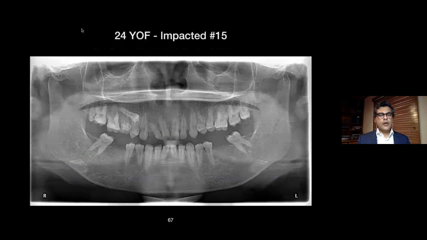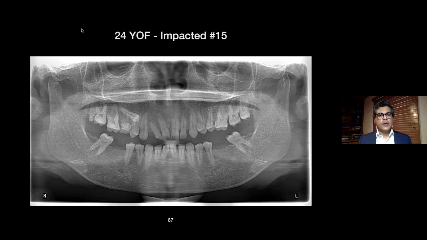This example here, so this is a 24-year-old female. Tooth number 15 is impacted, as you can see that it's fairly horizontally impacted completely inside the bone. We can see that the primary tooth is still there.